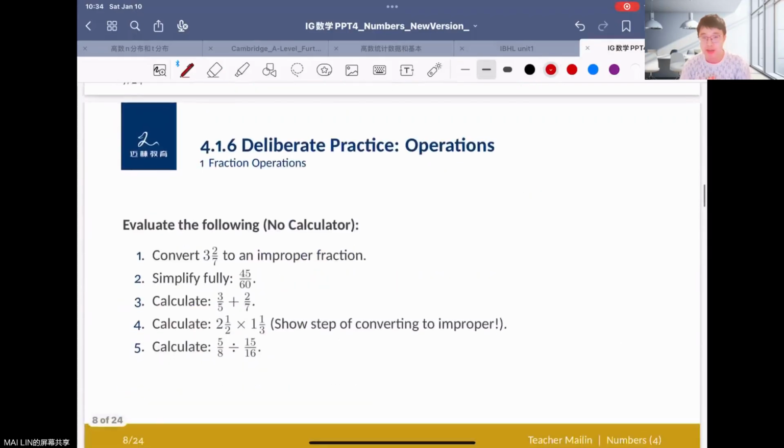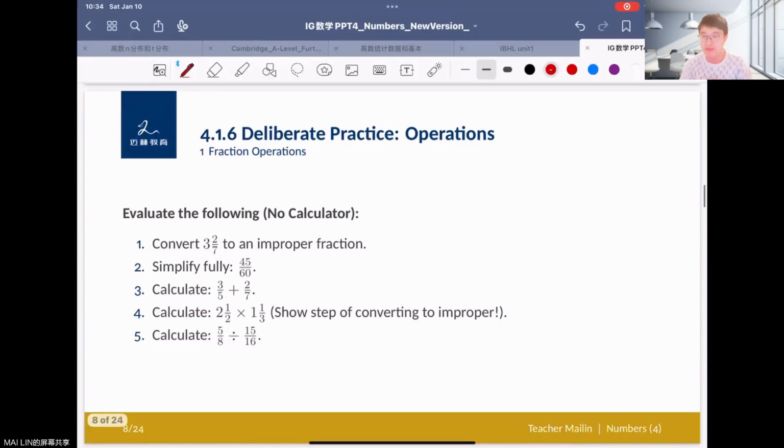Okay, so here are some deliberate practice problems for you to solve the first operations. You can first try it on yourself. Okay, please.